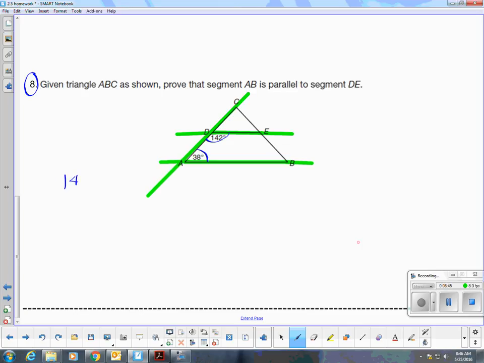So the question is, do 142 and 38 add up to 180? So yes, these two segments are parallel to each other because these two angles are supplementary, forming same side interior angles.